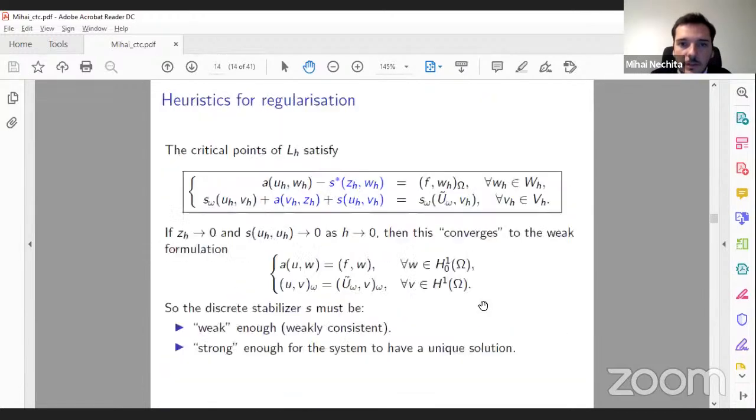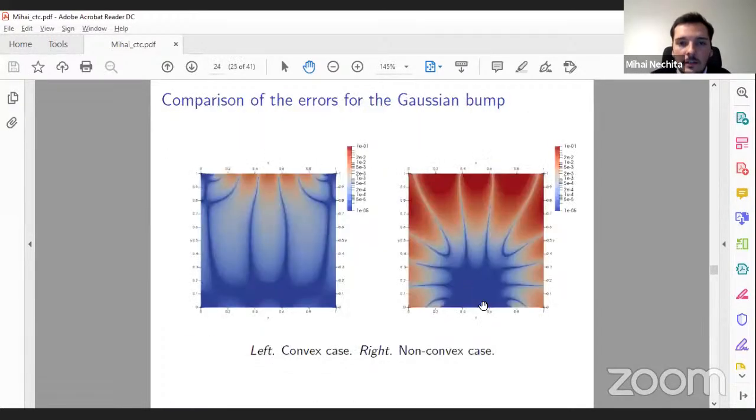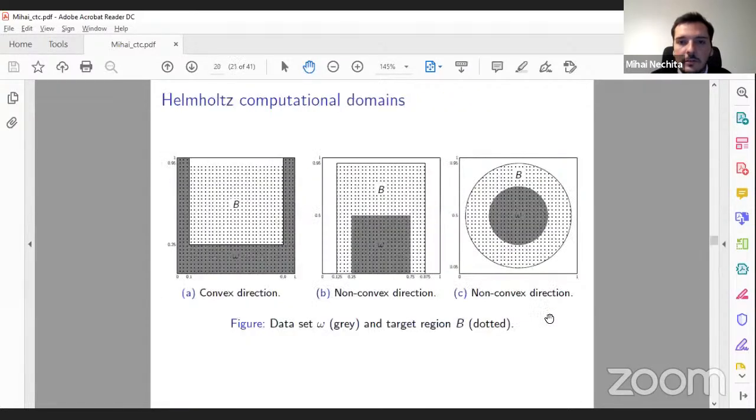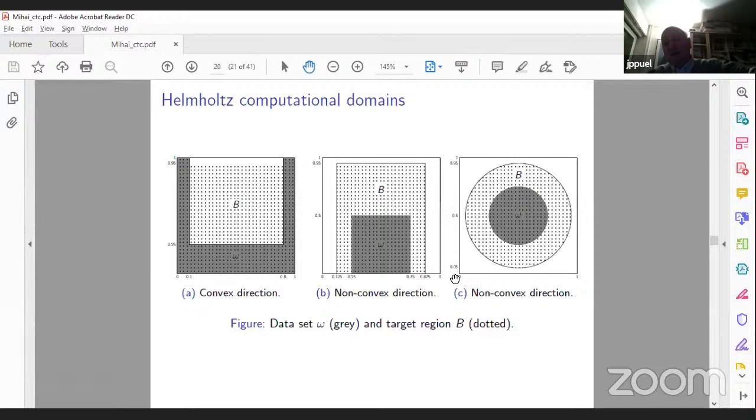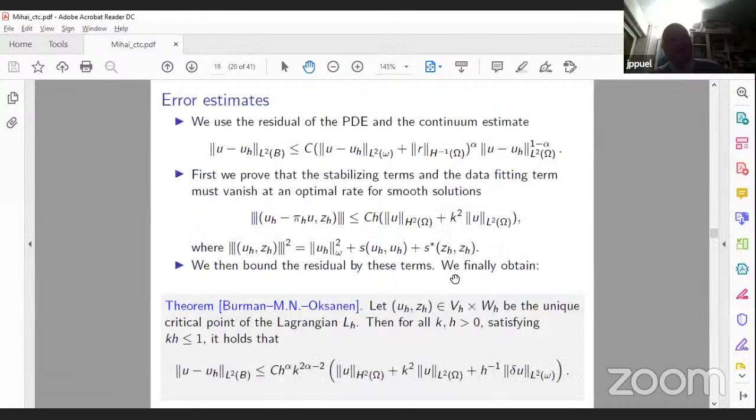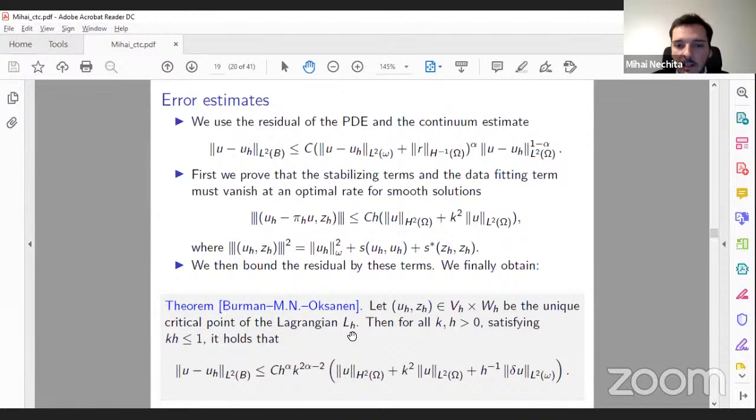So let me try to go to the numerical examples again. Let me actually go to the computational domains. So we tested in different settings, convex and non-convex ones, just to see if we can notice the effect. I understand that, but for the theoretical error estimate, yes, for the error estimate here, the geometric setting is assumed to be the convex one. Okay. So that stability constant is the one that is being used.